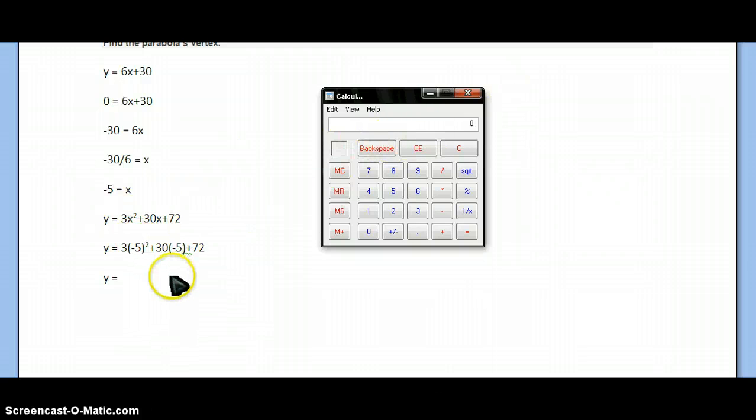So basically what you want to do is multiply 5 squared. 5 times 5 is 25. So you end up with positive 25, because negative times negative is positive. 25 times 3 is 75. We straight away know that that's 75, and we don't even need to use a calculator for this. 30 times 5 is negative 150. Then adding 72.